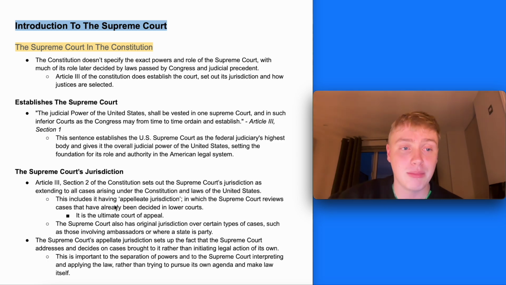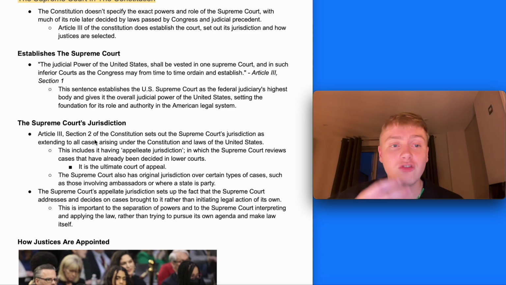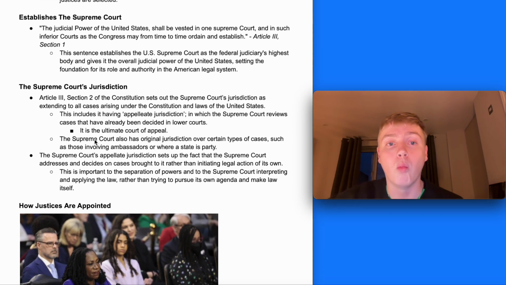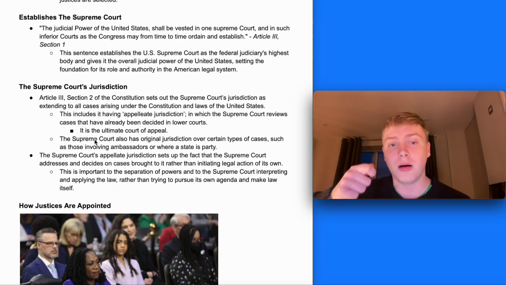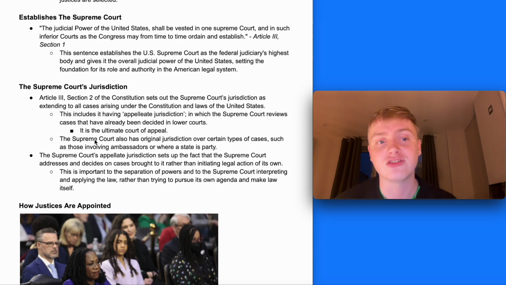So it establishes the Supreme Court, and it says that the judicial power of the United States shall be vested in one Supreme Court, and in such inferior courts as the Congress may from time to time ordain and establish. So this establishes the court as the highest body in the federal judiciary and gives it overall judicial power over the United States, in the same way that the president is given overall executive power in the United States.